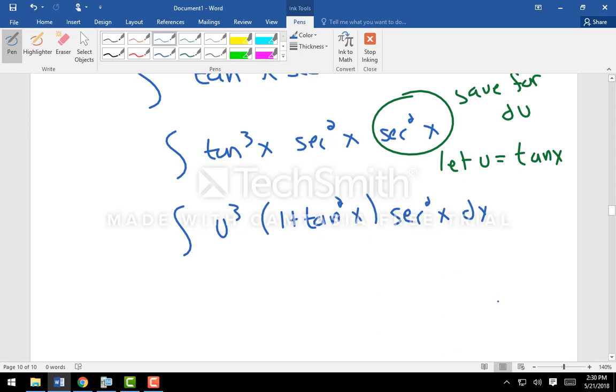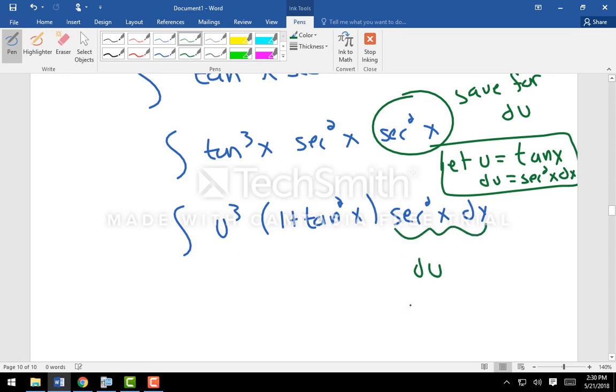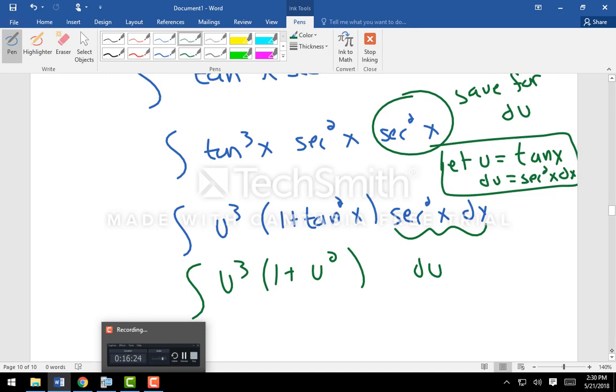So this guy right here is my du term. Think about it. If u is equal to tangent, then du is secant squared. The du is secant squared of x dx. Bad board management here, I should be fired. So if I've let u equal tangent, the du is the secant squared. So this is my du term. And then I have u cubed, and I have 1 plus u squared du. So there's my integral now, all in terms of my u variable.